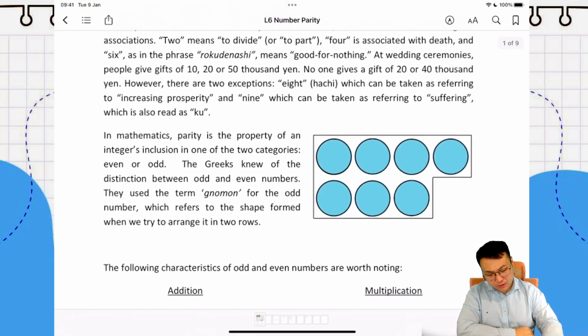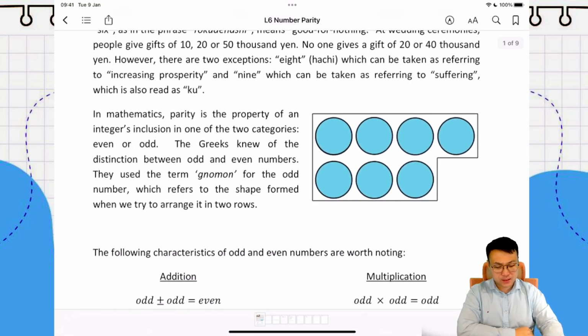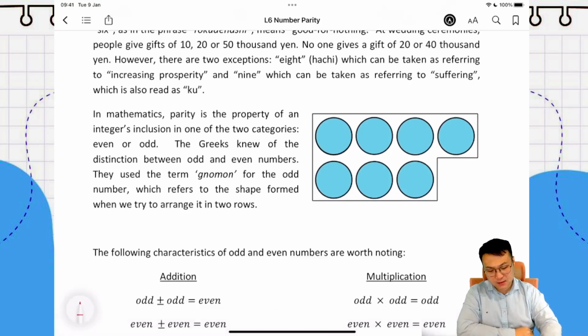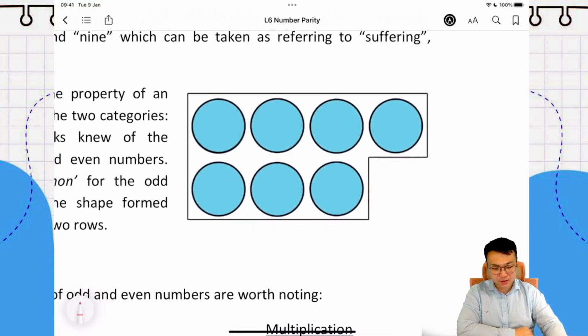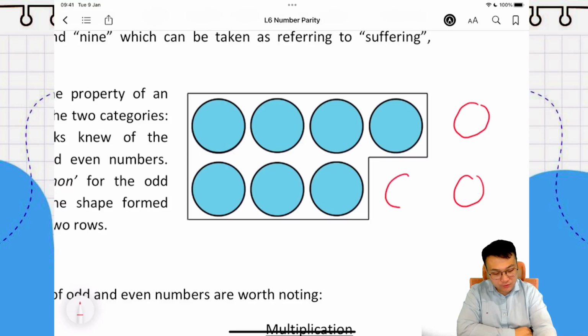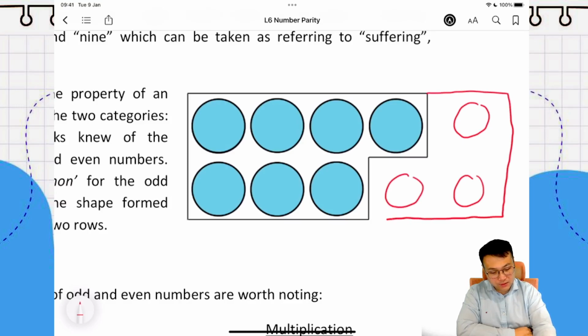Now, when you take note of odd numbers and you use circles, let's say you have the number 7, and we use circles to represent the number 7. Do you notice that it is not a perfect rectangle? And what happens if I have another odd number, let's say the number 3: 1, 2, 3. If I connect two odd numbers together, what will happen? I'll get a perfect rectangle, right?